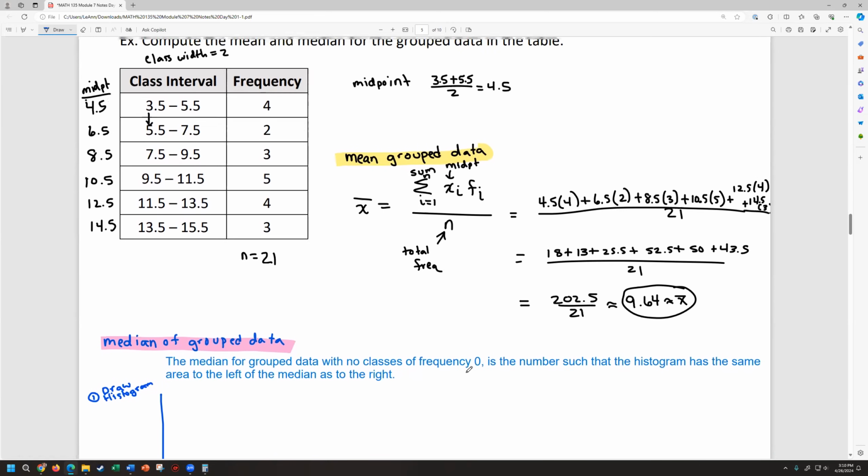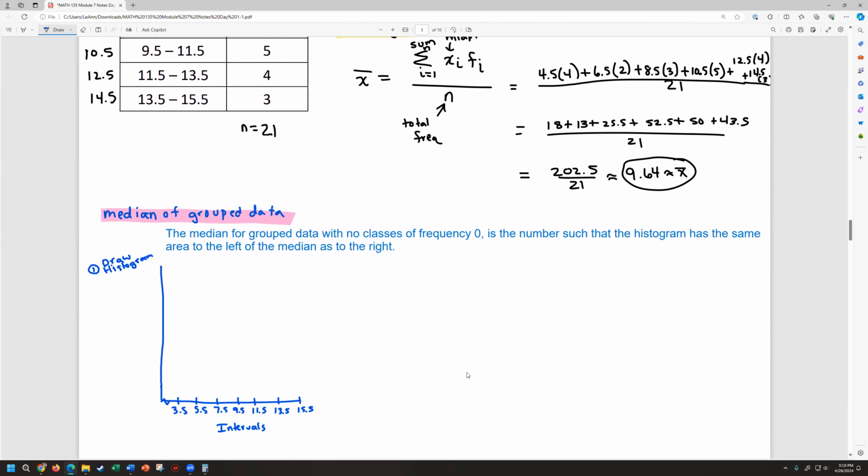The highest frequency we had was a 5, so I'm just going to count by ones. So I have a 1, a 2, 3, 4, 5, and you could keep going if you wanted to, 6, whatever. Okay, let's draw these out.